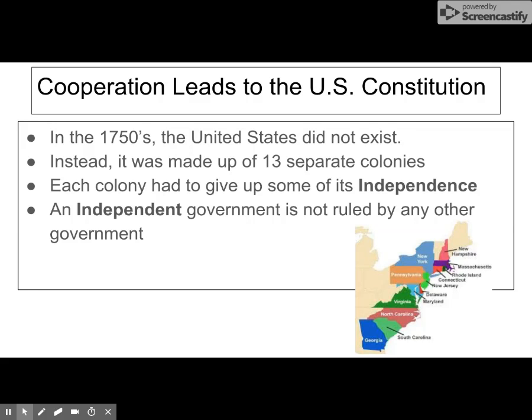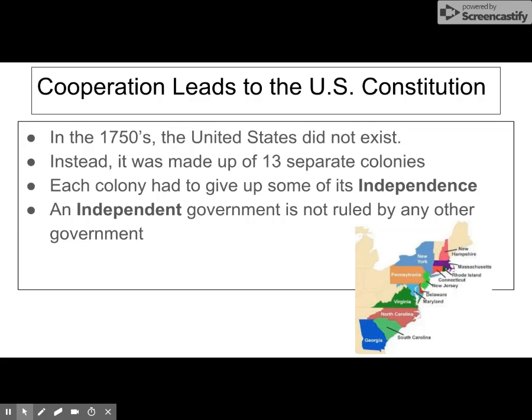In this chapter, you will learn about the common problems the 13 separate colonies had that led them to join together to form a united country. You will also learn how each colony had to give up some of what it wanted and compromise in order for all the colonies to be able to work together. Each colony had to give up some of its independence. An independent government is not ruled by any other government.